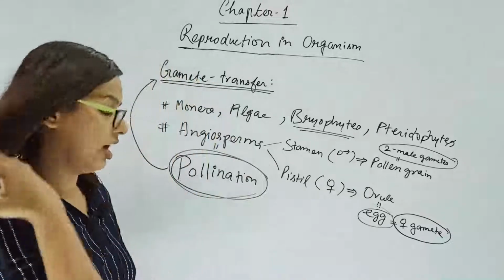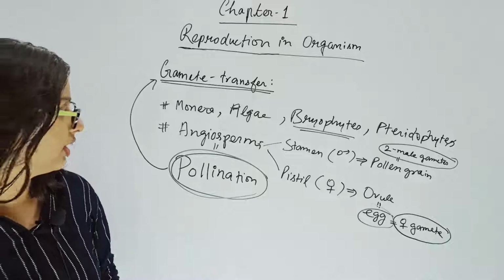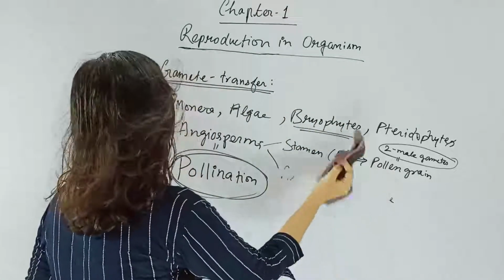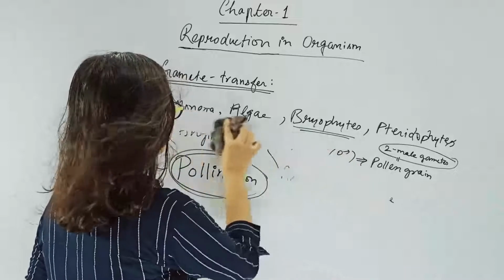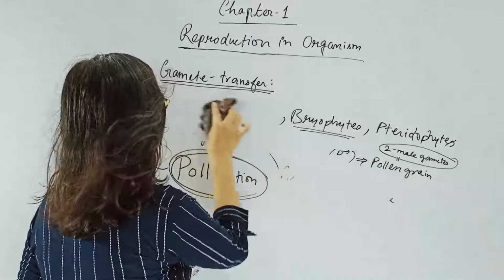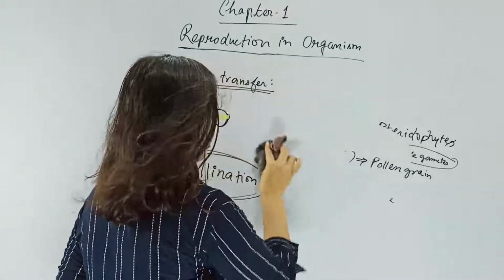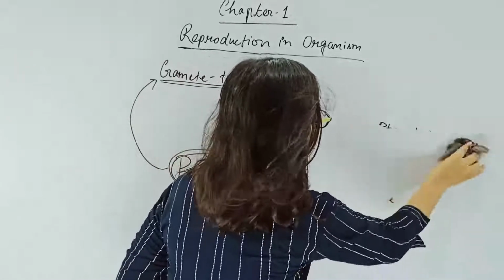So now let us see what happens during the pollination. So what are we studying? We are studying the pre-fertilization event. In the pre-fertilization event, we are studying the second process. First process was gametogenesis, second process is gamete transfer.